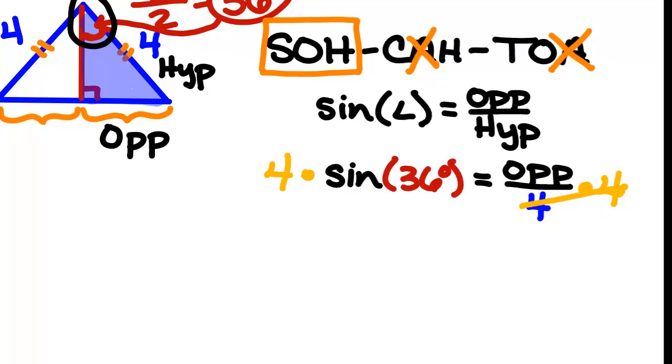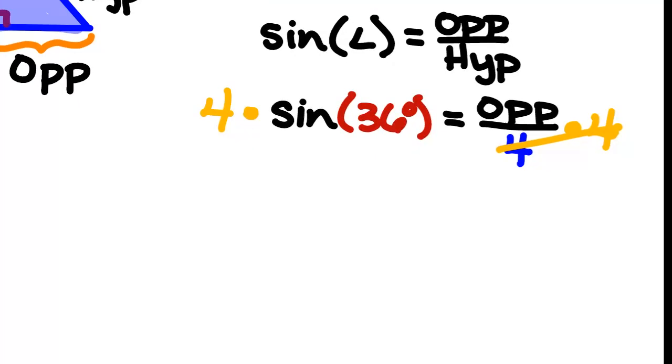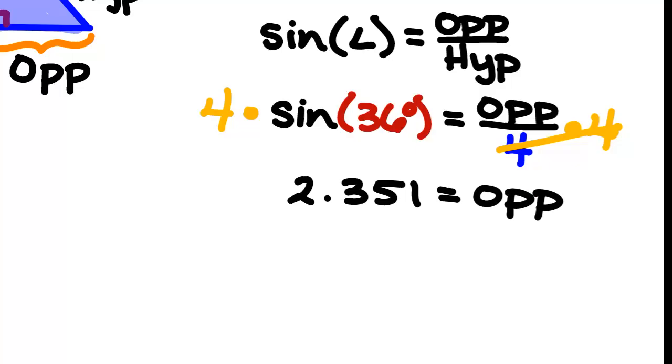All right, so we need to do 4 times the sine of 36 degrees. What do we get? If you guys don't have a calculator, please come and get one. 2.351 is equal to the opposite side.